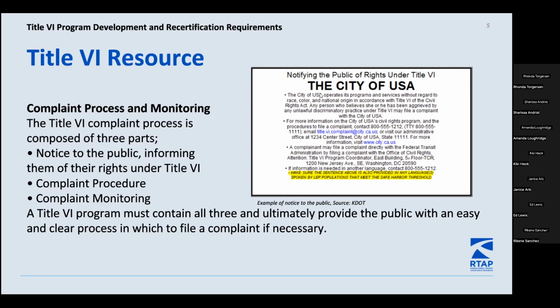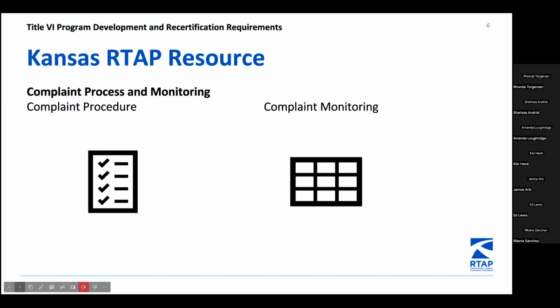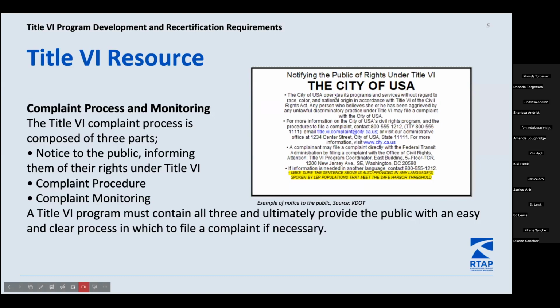As you see here for this notice to the public, it has, in big bold letters, the city of USA, and throughout the bullet points, they have other spots like that where you can fill in your agency's name or city, depending on circumstance, and places to fill in where your email should go and your website. So all you would have to do with most of the templates within the complaint process is just fill in your necessary information. It's really easy with these templates to be in compliance with Title VI.